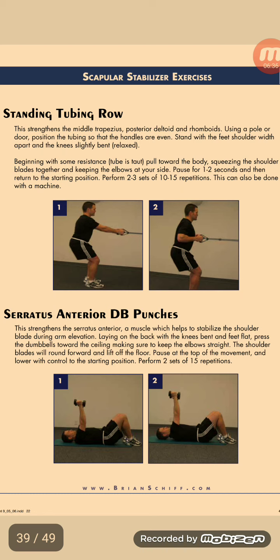Scapular stabilizer exercises. Standing tubing row. This strengthens the middle trapezius, posterior deltoid, and rhomboids. Using a pole or door, position the tubing so that the handles are even. Stand with the feet shoulder width apart and the knees slightly bent, relaxed. Beginning with some resistance, the tube is taut.